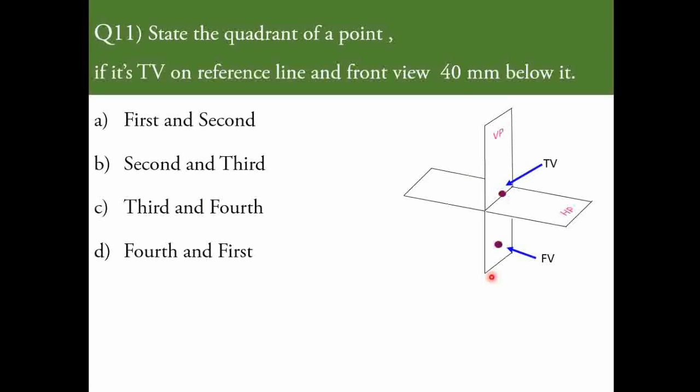If the front view and top view are away from the reference line, then the point is present somewhere in the first quadrant, or somewhere on the inner side of the first, second, or third quadrant. But if one of the views is on the reference line, definitely that point will be present either in HP or in VP.